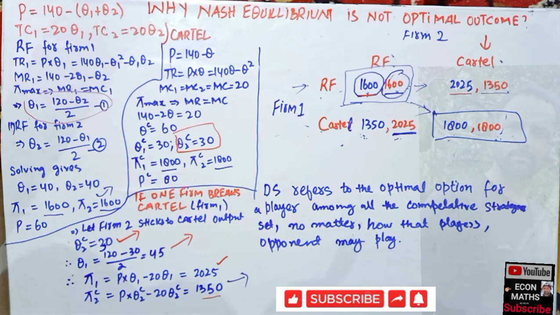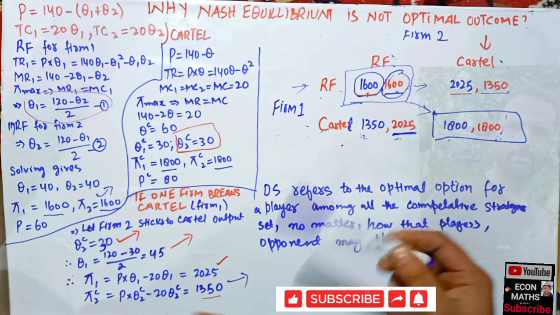I hope I make myself clear in this video. Actually, I have made it earlier, and you can check the full explanation. I was just explaining how this 1800 and 1800 is not the Nash equilibrium in this case.